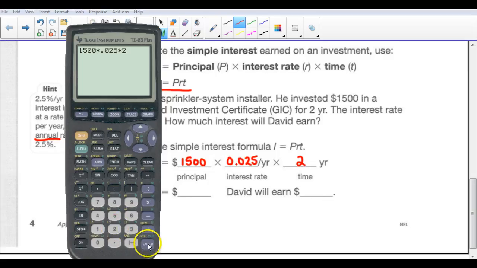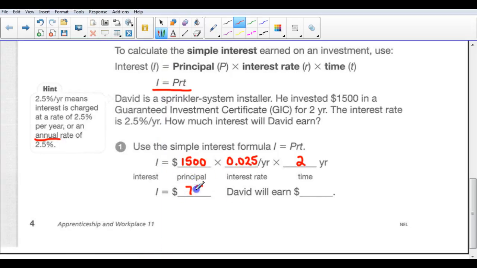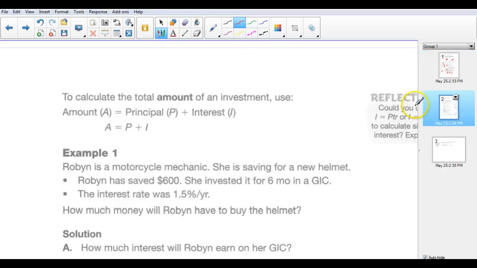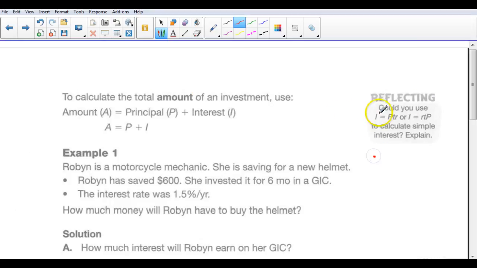That's 2. And that means after 2 years at 2.5%, his $1,500, he will get an extra $75 of interest. So David will earn, how much will he earn? He will earn on his $1,500, he will earn $75, in addition to his $1,500. Very simple formula, just plug the numbers in.